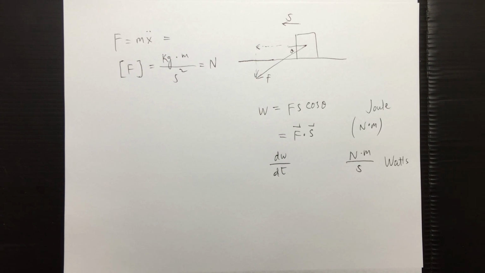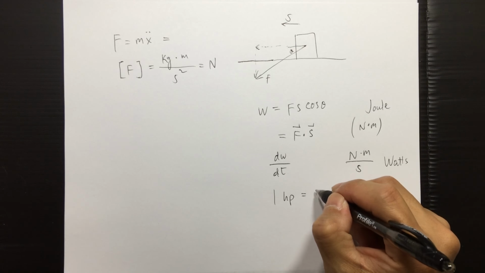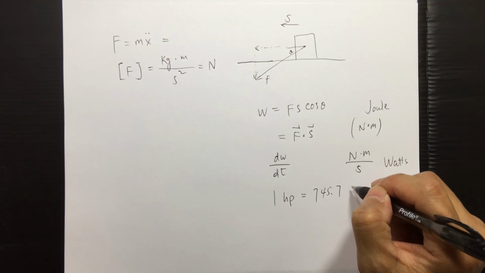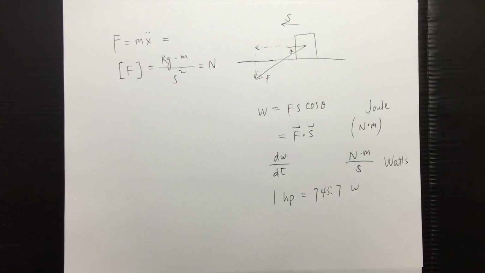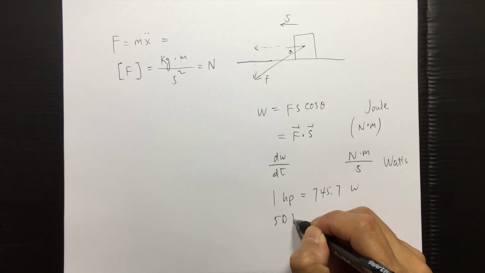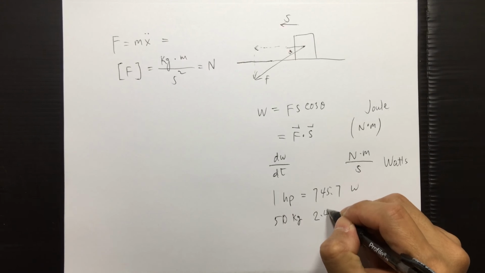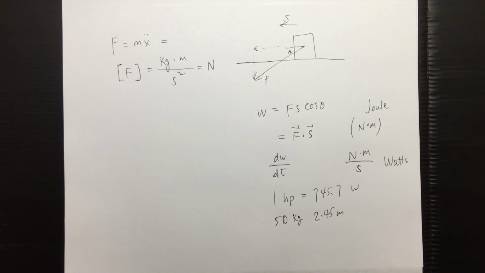Since we're dealing with the units, let's do some other units. 1 horsepower equals 745.7 watts. Can a person produce 1 horsepower of energy? No. Let's say a person has 50 kilograms weight, and he's gonna jump. I think the world record is 2.45 meters. He can do that in half a second.